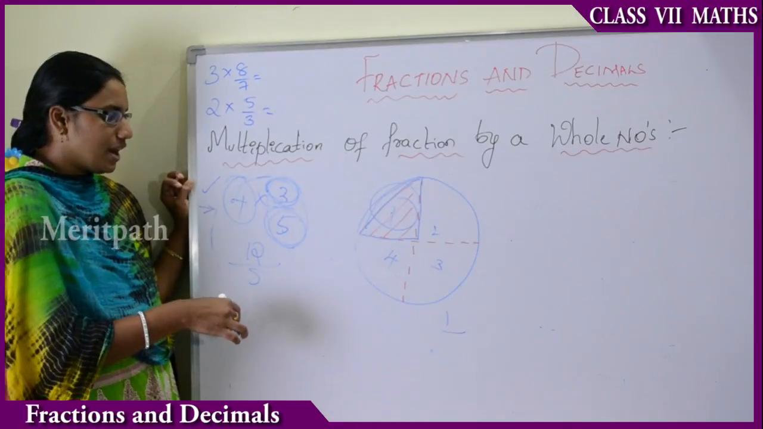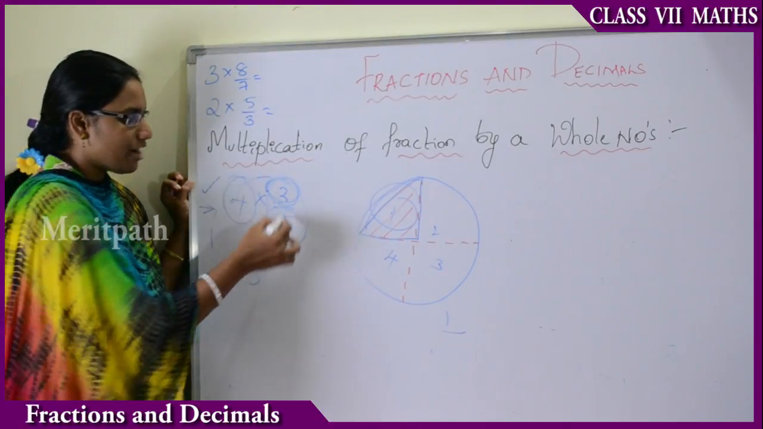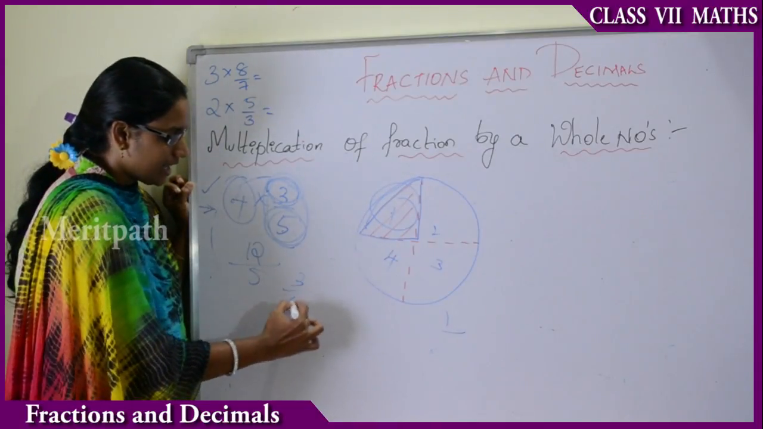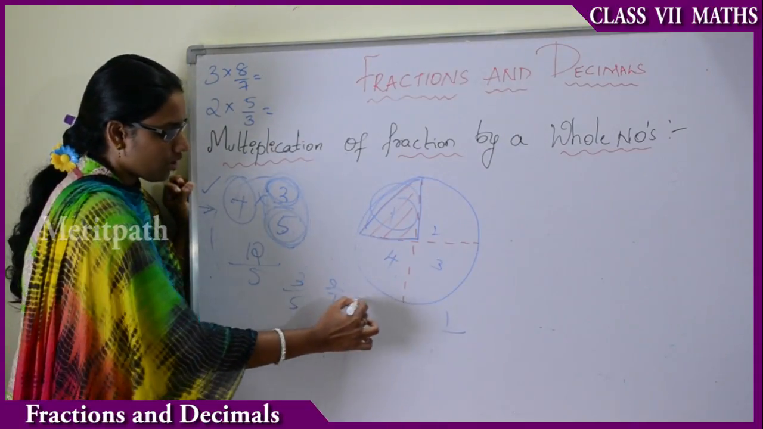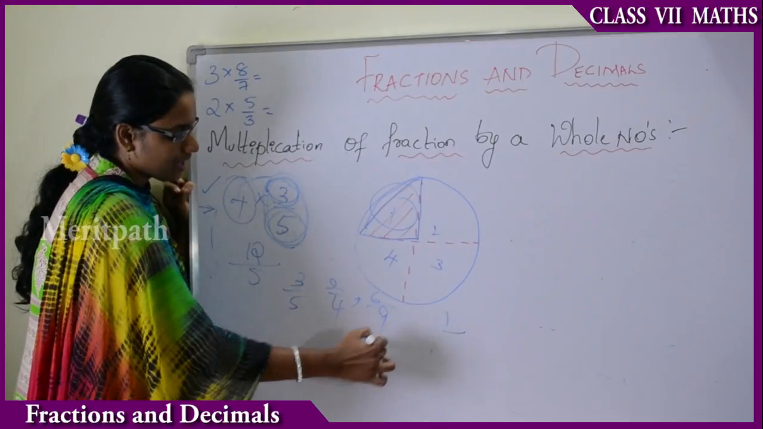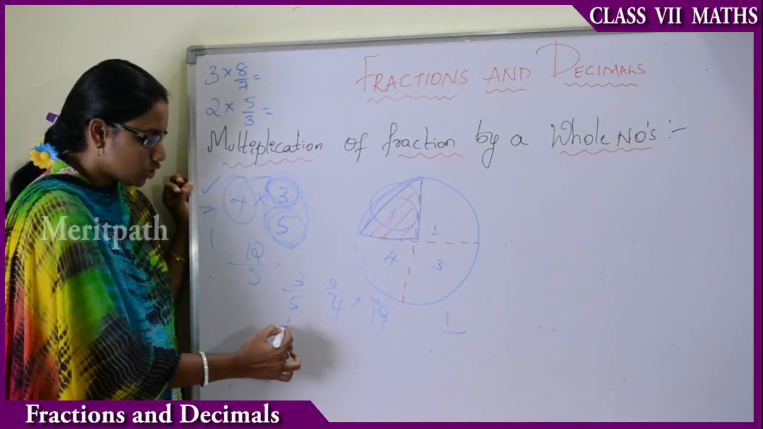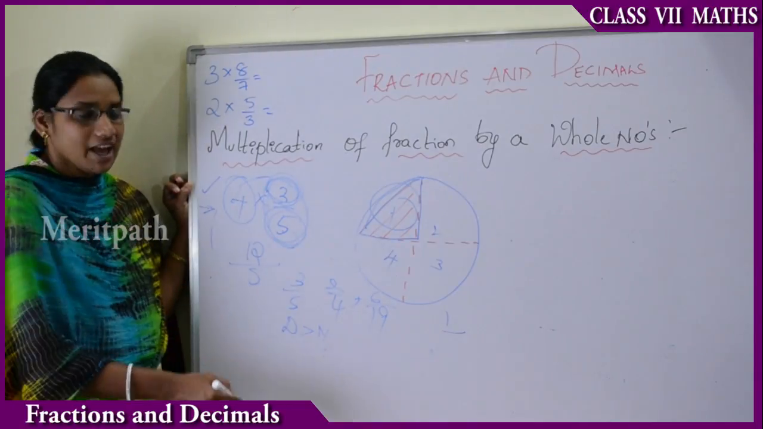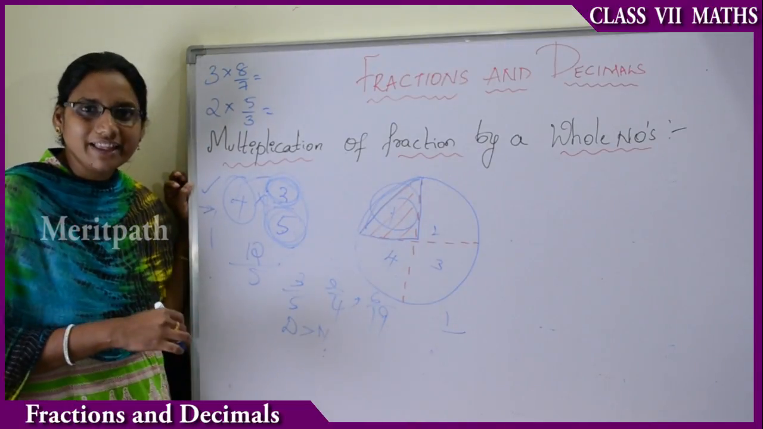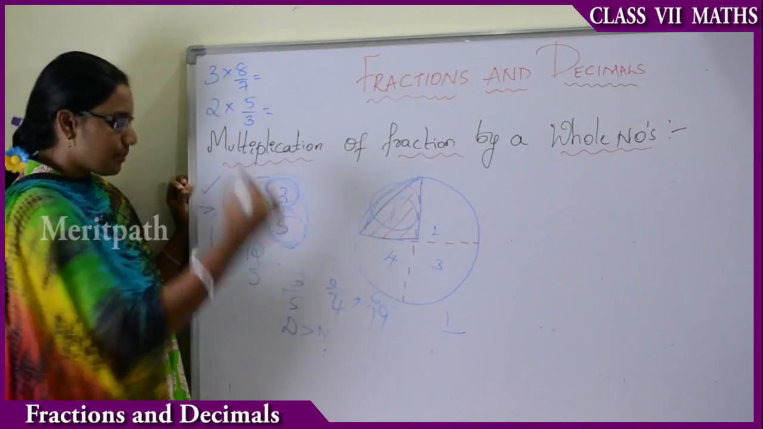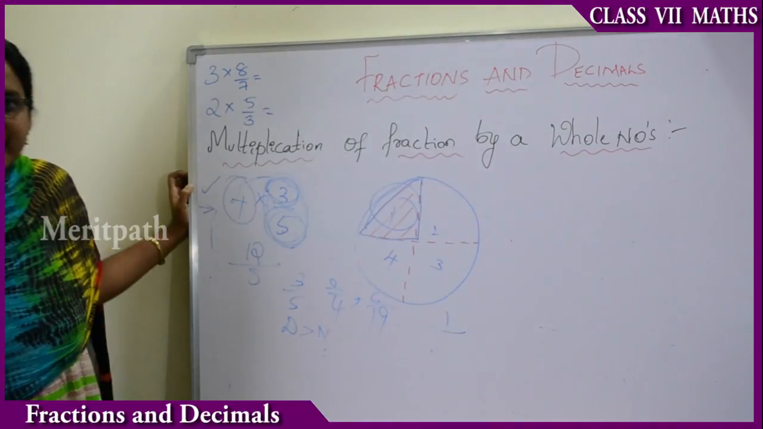Now in all these examples you have seen that I have multiplied a fraction which is known as a proper fraction, that is 3 by 5, 2 by 4 or 6 by 9. All these are proper fractions, right? That is, the denominator is greater than the numerator, right? Now let us see how to multiply improper fractions with whole numbers. Let us take one example, that is 3 into 8 by 7.